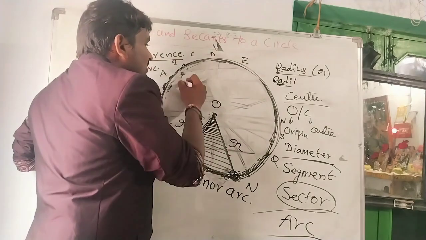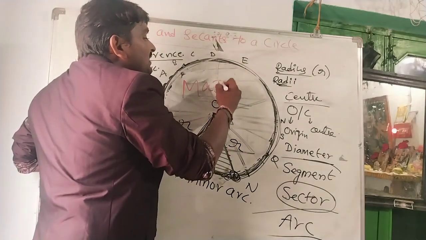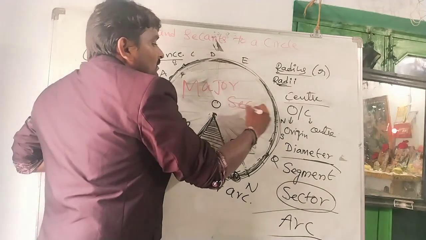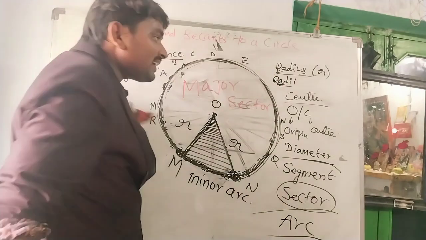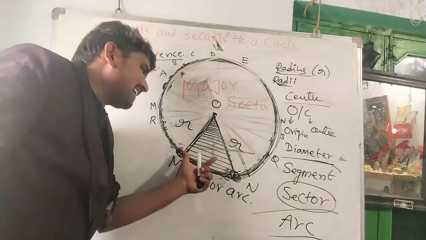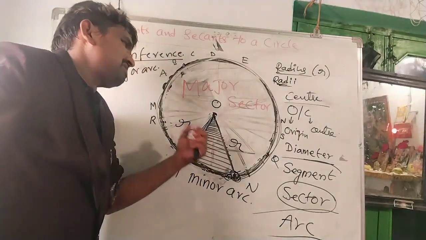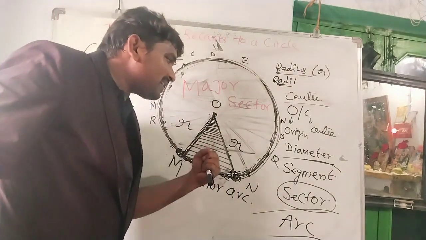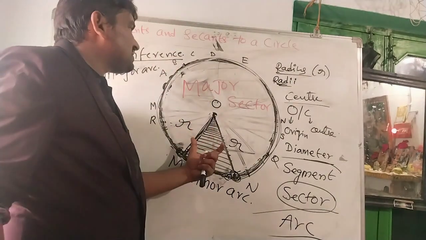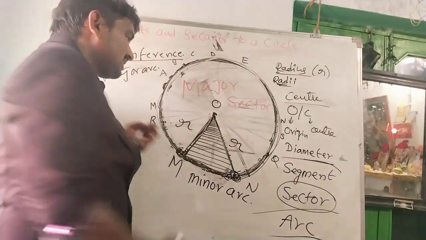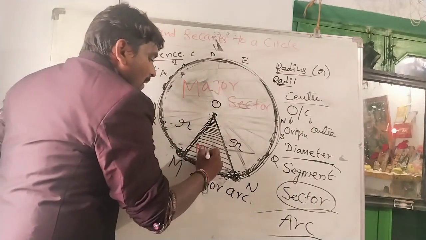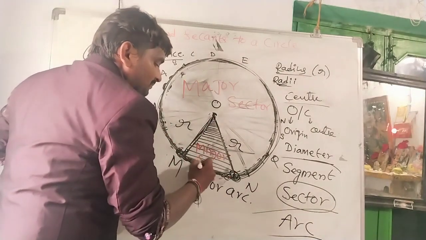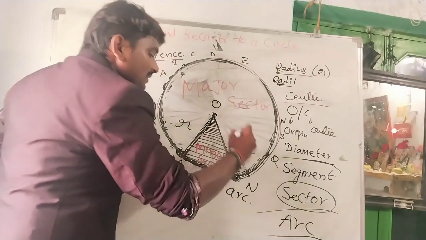So this sector is called major sector. But this shaded portion occupies a very small amount of area. This shaded portion occupies an area which is smaller than the major sector, and this is called minor sector.